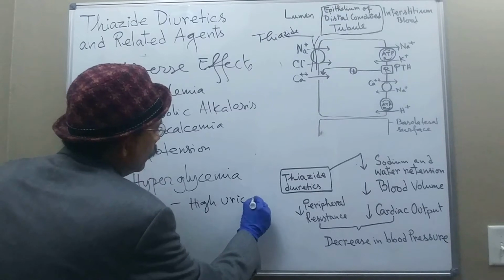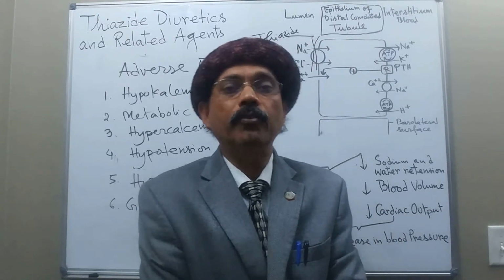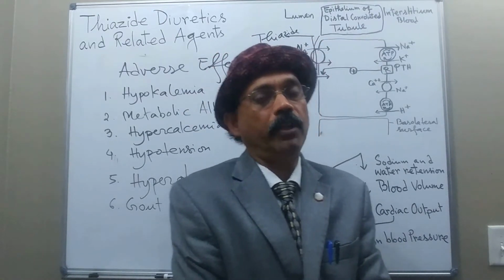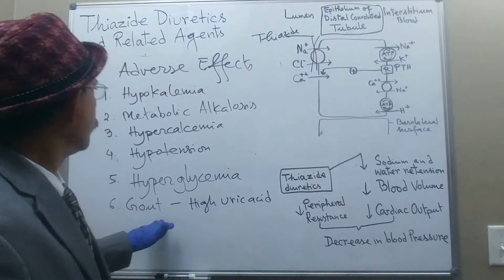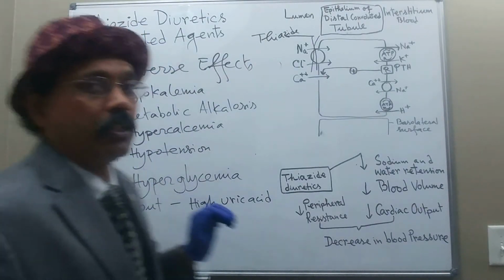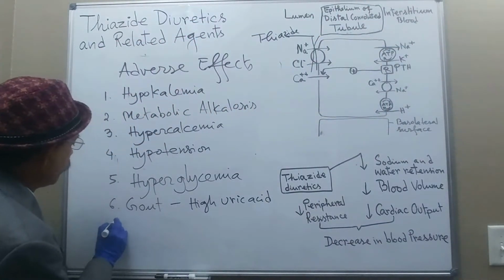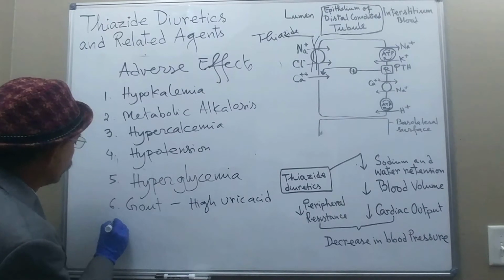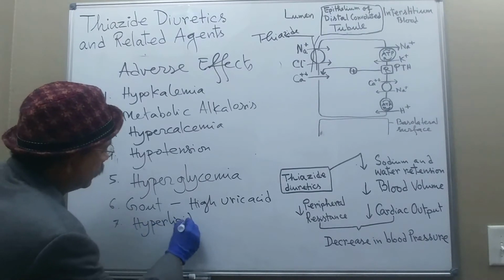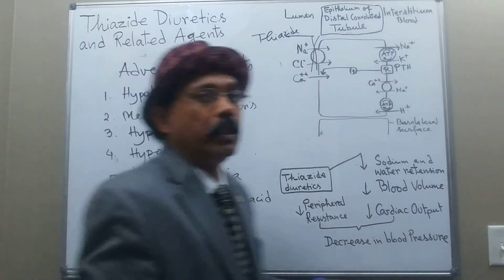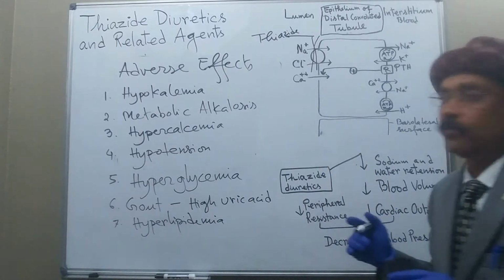and that uric acid will be deposited in the joints, especially the first metatarsophalangeal joint, a common site, or the knee joint or any other joint, and may lead to gout due to the adverse effects of thiazide diuretics. We got that. Then it may lead to hyperlipidemia; serum cholesterol level may be increased by 10 to 15%. Okay. We got the adverse effects of the thiazide and related drugs.